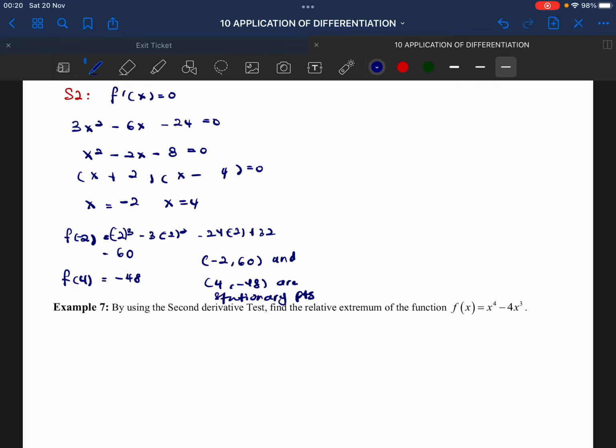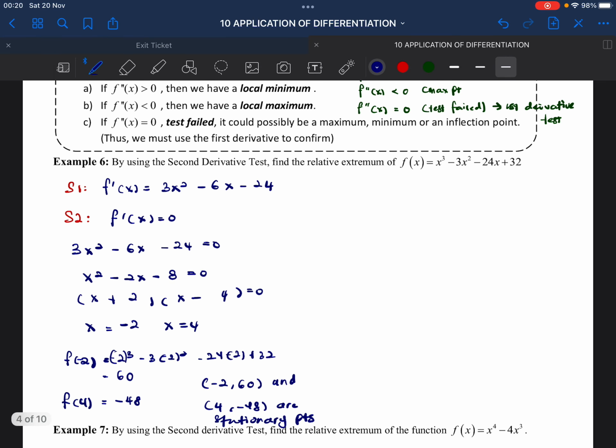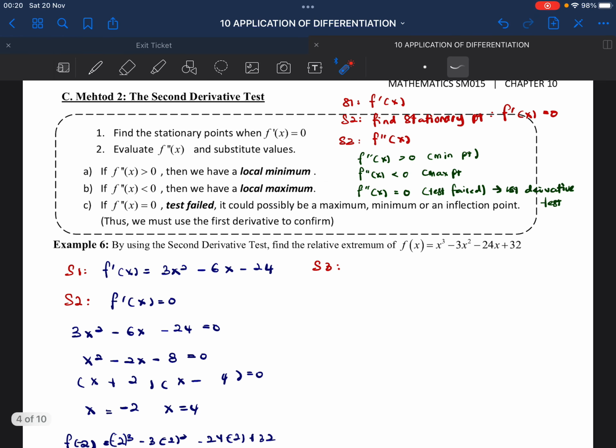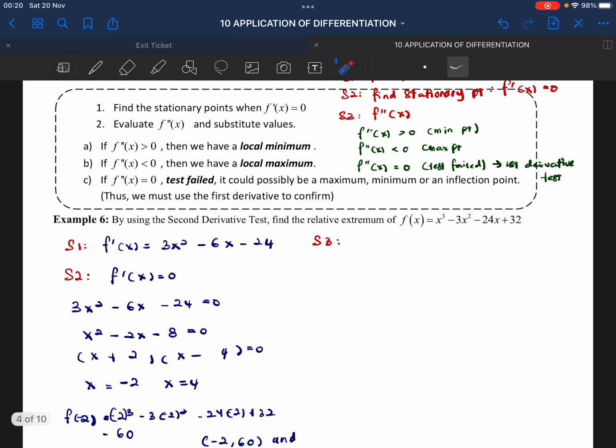Alright, so now let's move on to the next step. The third step is we are going to find our second derivative. To find the second derivative, obviously you have to use this part here lah. Balik semula kepada part ini. So for the second derivative, differentiate 3x square minus 6x minus 24. That will get you 6x minus 6.